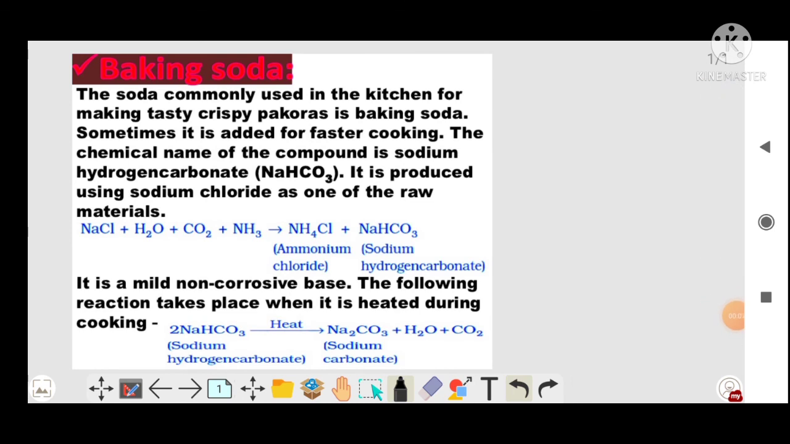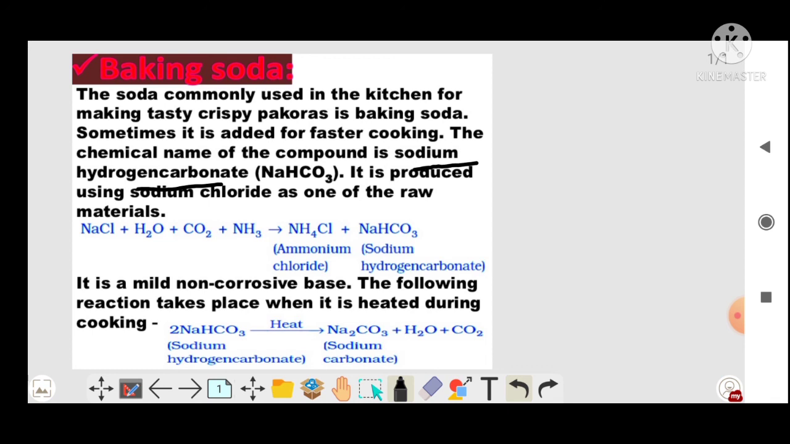Now come to what is baking soda. Baking soda is commonly used in the kitchen for making tasty crispy pakoras. Sometimes it is added for faster cooking. Okay, the chemical name of baking soda is sodium hydrogen carbonate, that is NaHCO3, and it is produced using sodium chloride as one of the raw materials.